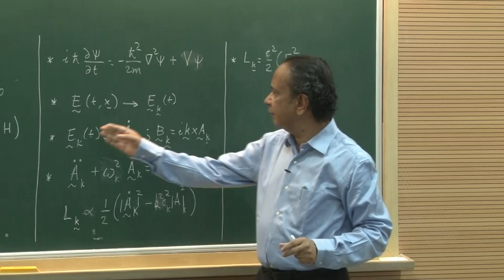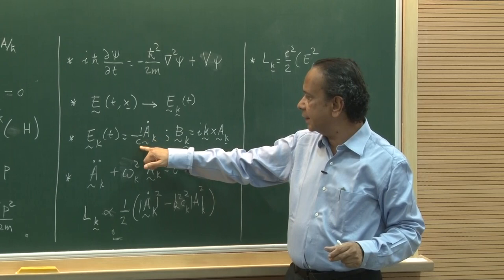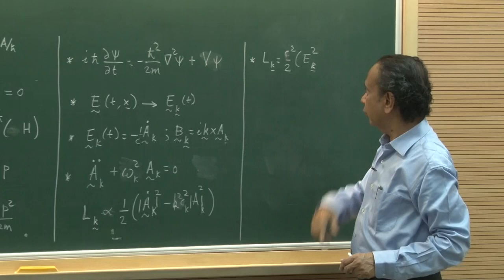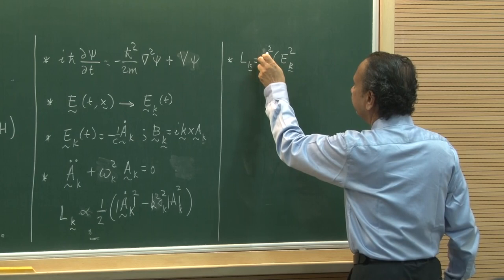Because E and B have the same dimension in my notation, this should have a C: A's derivative with respect to a length. So there is a d by dt and a C, so I had to put a C here. Which means that when I am computing A_k dot squared, it is C squared times this quantity. And similarly, when you take this, there is a C squared which I have taken outside here. Then I have k squared times A_k squared.